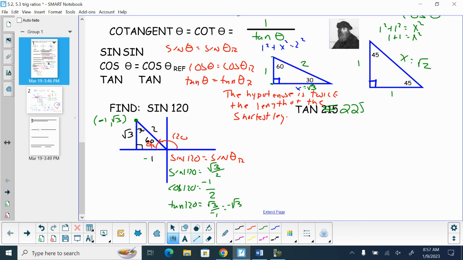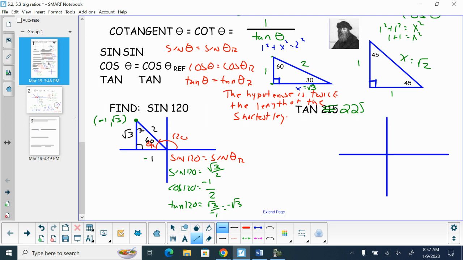What would be the tangent of 225? What would be your tangent of 225? Draw your reference angle, complete the triangle, check your answer with somebody around you.